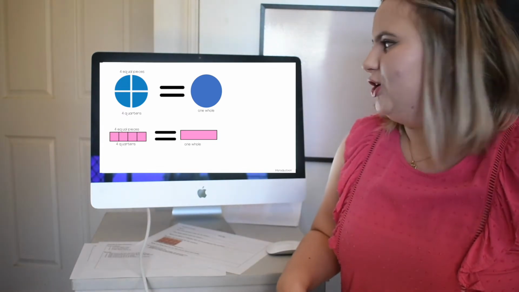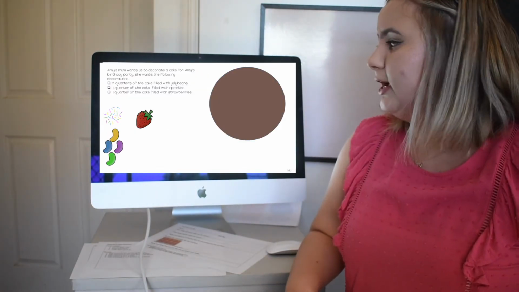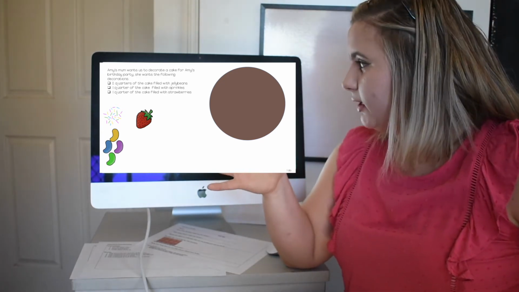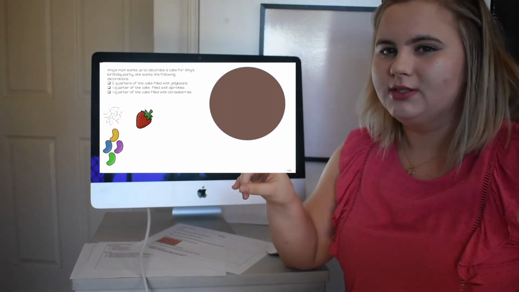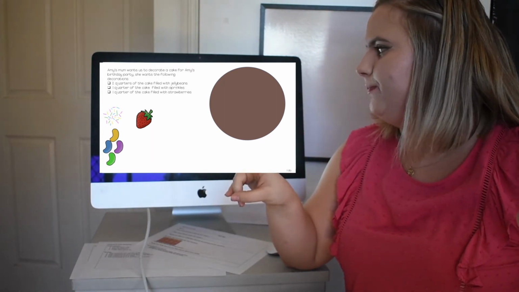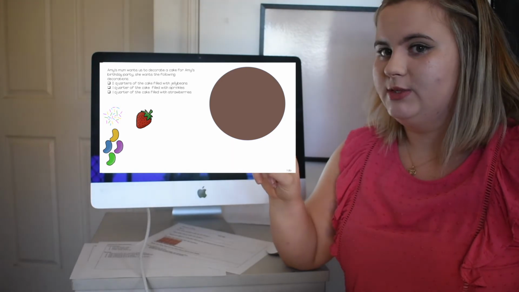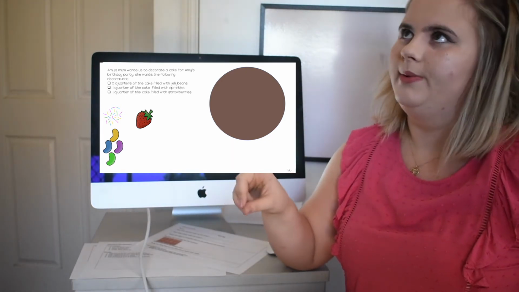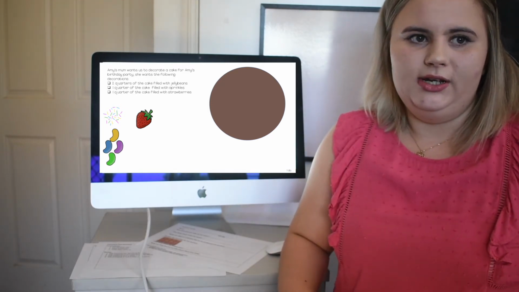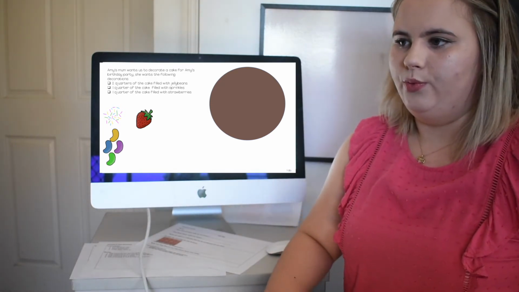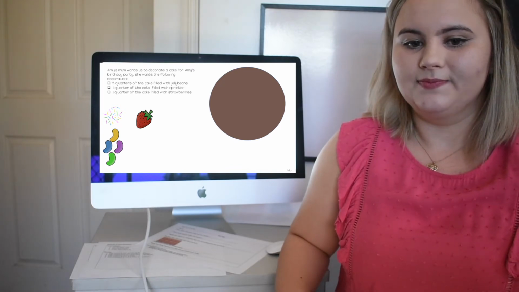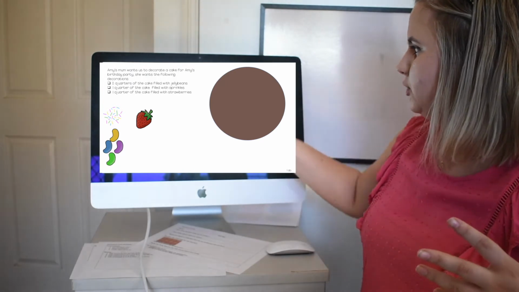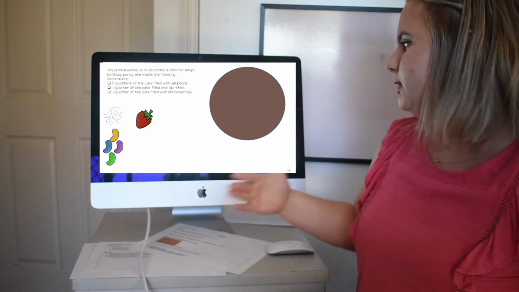Okay, so today's job is Amy's mum wants us to decorate a cake for Amy's birthday party. So she wants the following decorations. She wants 2 quarters of our cake to be filled with jelly beans, 1 quarter of the cake to be filled with sprinkles, and 1 quarter of the cake to be filled with strawberries. Now, who can tell me what our first step would be? Yeah, that's right. We need to first break our cake into quarters.